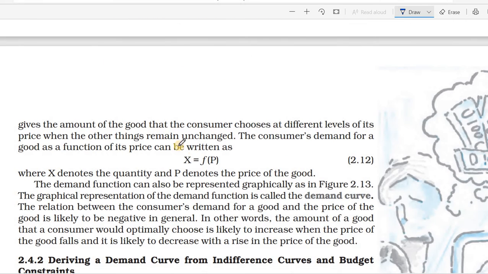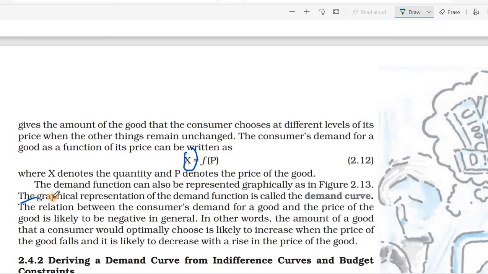Then here we can reach the conclusion. Consumer demand for a good is a function of price. We can write it as x equal to function of price, where x denotes quantity and p denotes price.